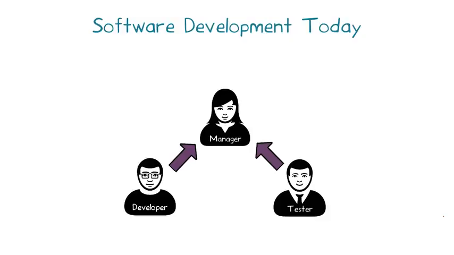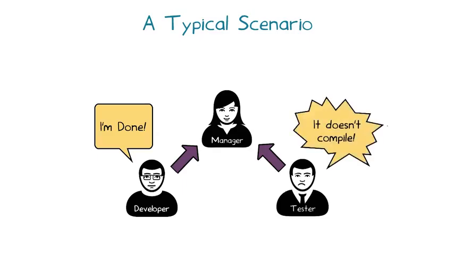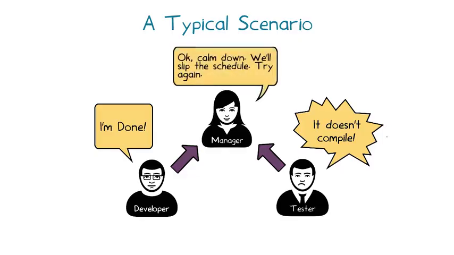Let's start with an overview of how a typical software development team works. A team typically consists of at least one developer, at least one tester, and a manager to whom both the developers and the testers report. The developer finishes writing some code for a project and then sends it to the tester to make sure the code works. The tester, however, is unable to even compile the code, and the manager has to push back the schedule so the problem can be fixed.